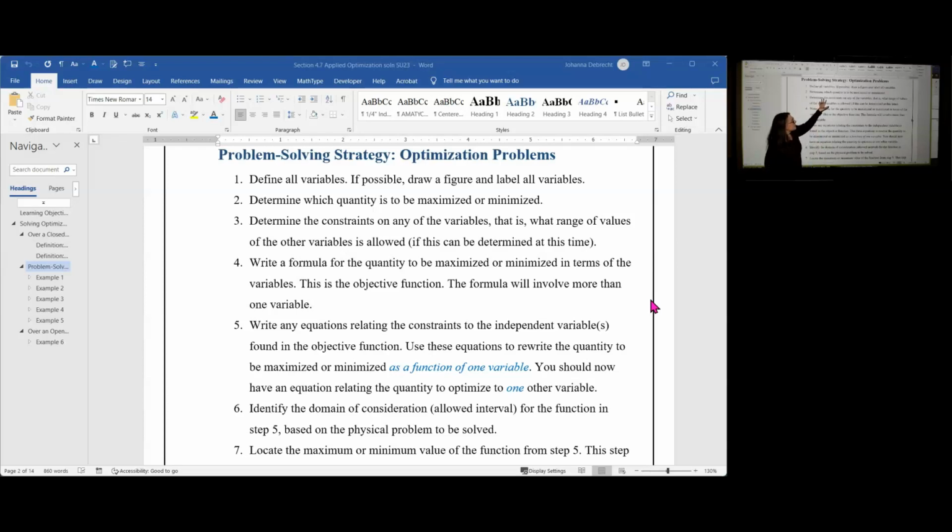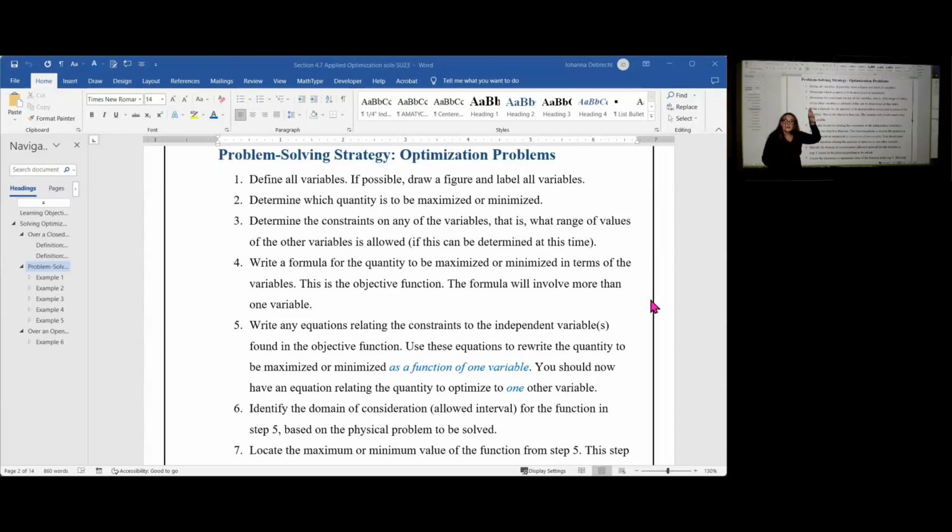In our third step, we'll look to see if we can find any constraints on the variables in the problem. It may or may not be able to be determined at this time, but most of the time you can find at least a few constraints on the variables in the problem.